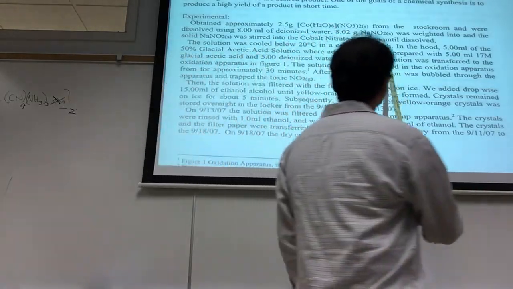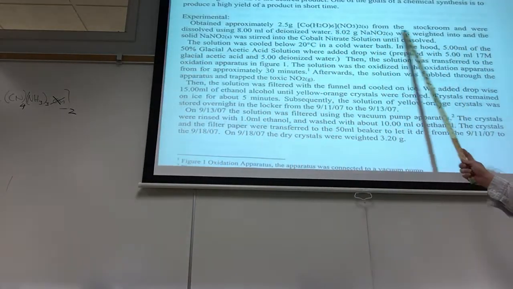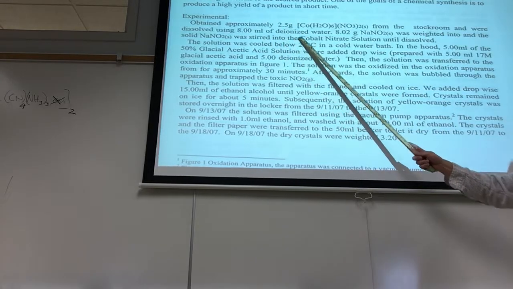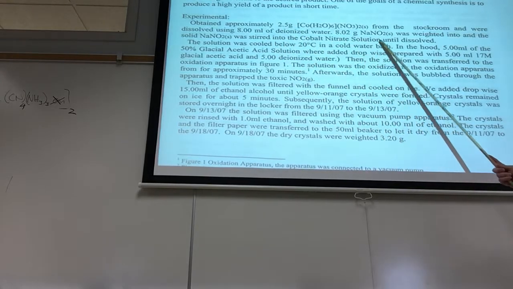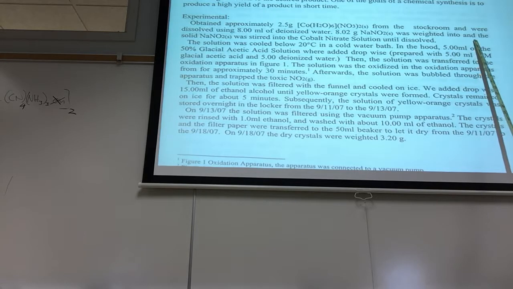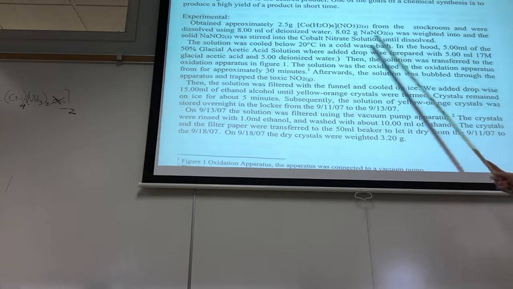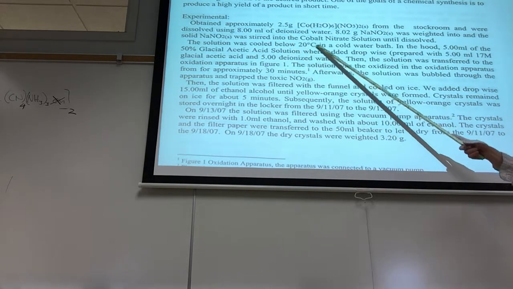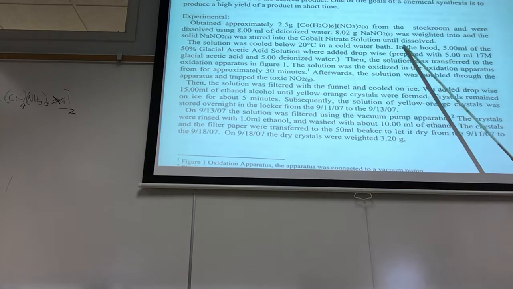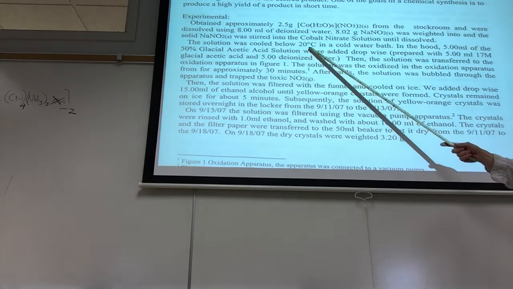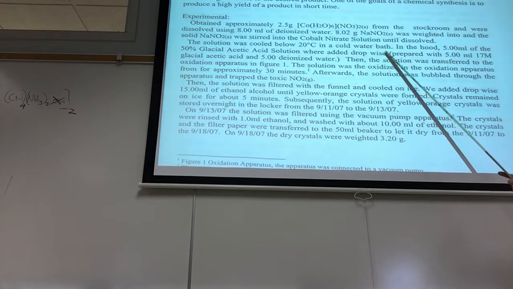It needs another decimal. From the stockroom, and were dissolved in 8.00 milliliters of deionized water. 8.02 grams of sodium nitrite was weighed out, and the solid sodium nitrite was stirred into the cobalt nitrate solution until dissolved. The solution was cooled below 20 degrees C in a cold water bath.